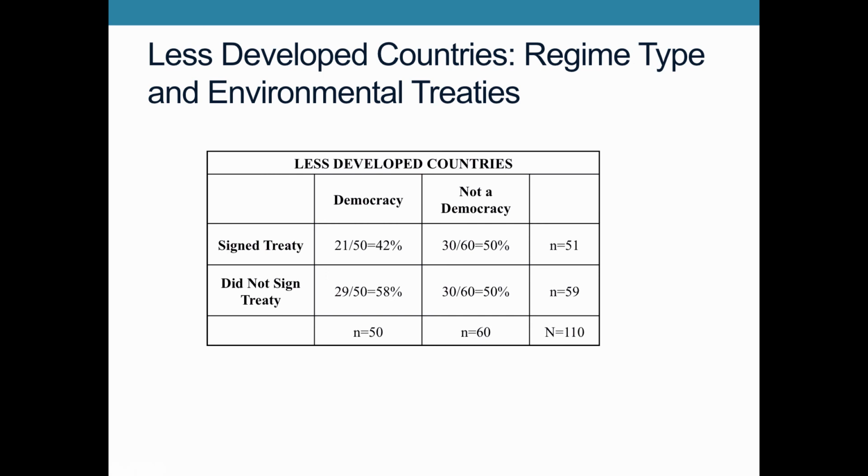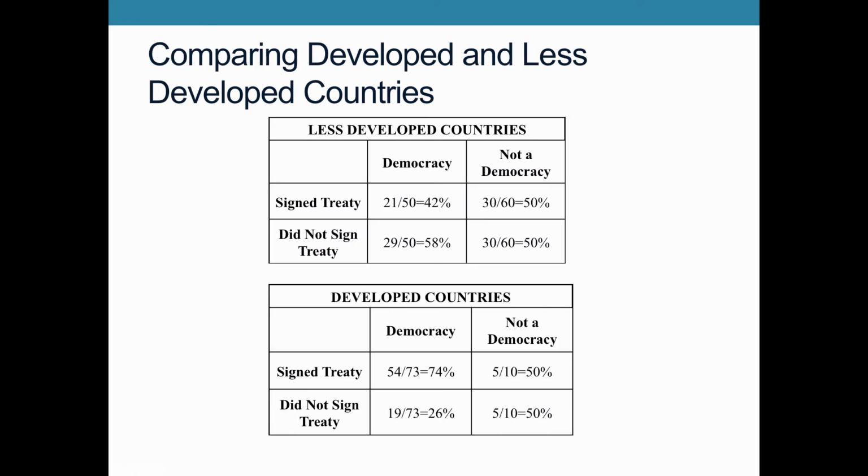The reason you do this is to then compare in the end the data that we see for developed countries and the data that we see for less developed countries. So I'm going to stack them and compare them here. So let's look at the less developed countries. Again, if you're a democracy, only 42% of those democracies signed the treaty. And we compare this with developed countries, where 74% signed the treaty, right? So in this relationship with developed countries, being a democracy made you more likely to sign the treaty. Here, if you were a democracy, it made you less likely to sign the treaty.